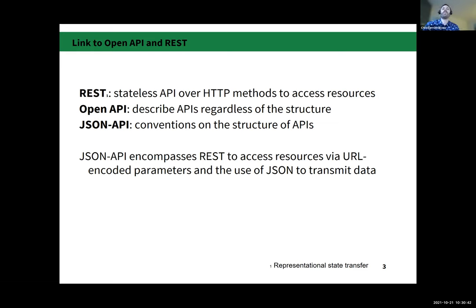Just here in other words, OpenAPI will describe the API. Regardless of the structure, almost any API can be described by OpenAPI. While JSON API is actually a format or a convention on the structure of the API built on top of REST. So JSON API encompasses REST to access resources via URL encoded parameters and the use of JSON to transmit data. I guess they're aware that JSON API is probably not the best word to describe what they're trying to do, because it's confusing: JSON API being like a notation, a lot of APIs over JSON are not JSON API, right? So that adds to the confusion, unfortunately. I was not responsible for naming that. But just so you know, JSON API is really a convention, and we'll have a quick look at that.